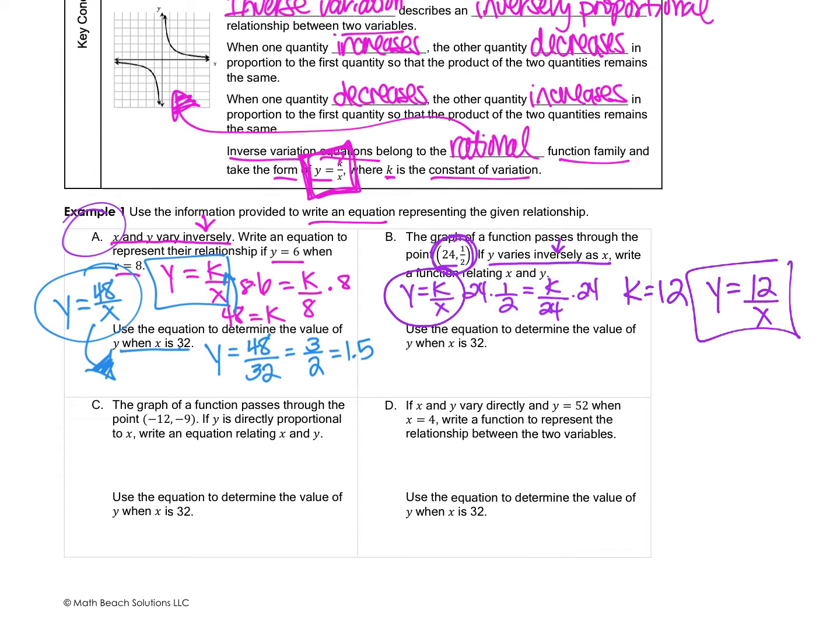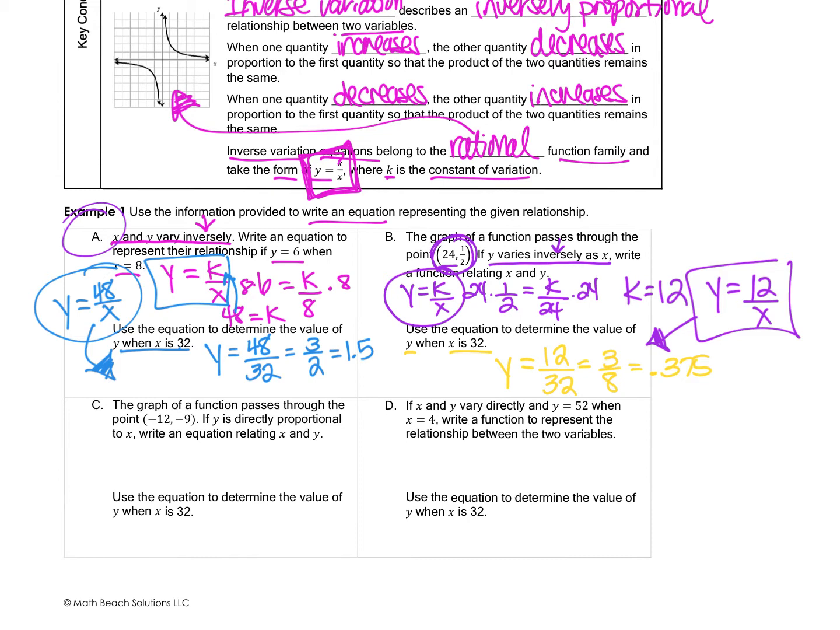Once we find that, then we can use it in order to find the other section of this problem. So now it's saying use the equation to determine the value of y when x is 32. So I'm going to plug in. My constant's 12. My x was given to me. It's 32. So again, you can either reduce the fraction, so that would be 3 over 8, or you can write it as the decimal 0.375. So there's your y value when x is 32, using that constant of variation.